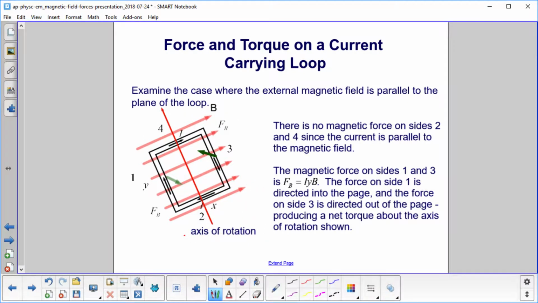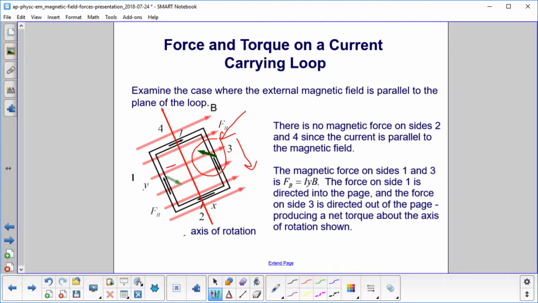The magnetic force on sides 1 and 3 is I Y B. Why? Because the magnetic field is perpendicular to the direction of the current, and the magnitude will just be I times its length times the magnetic field. What's the direction? Use the right-hand rule. So on this side, if you orient your fingers pointing down in the same direction as the current, face your palm in the direction of the magnetic field, you have a force coming out of the page.